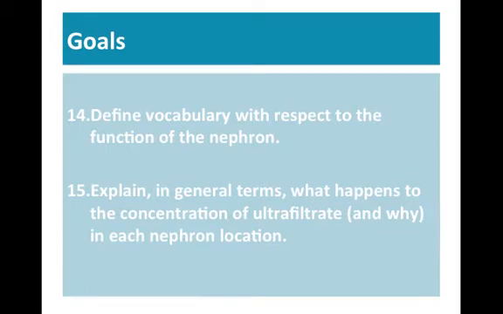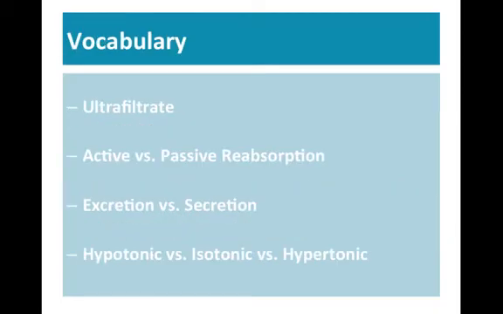So we have a couple words that we're going to be going over prior to looking at the nephron structure. But they're important in order for us to understand how the nephron works. And number 15, explain in general terms what happens to the concentration of ultrafiltrate and why in each nephron location. And I changed that word from urine to ultrafiltrate, because when we're forming this stuff in the nephron, it's really not urine until it's all done. So you'll see that change from your objective sheet to here.